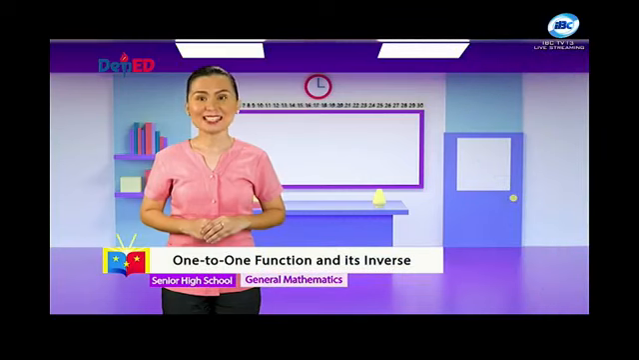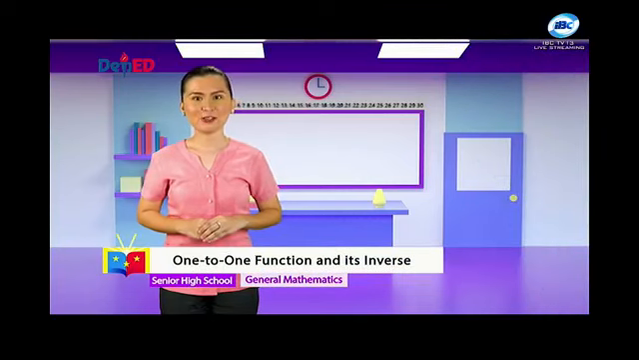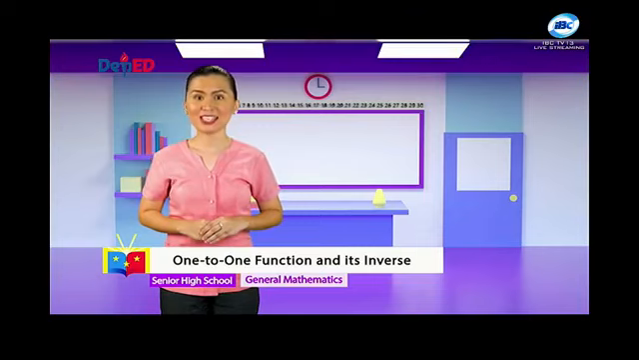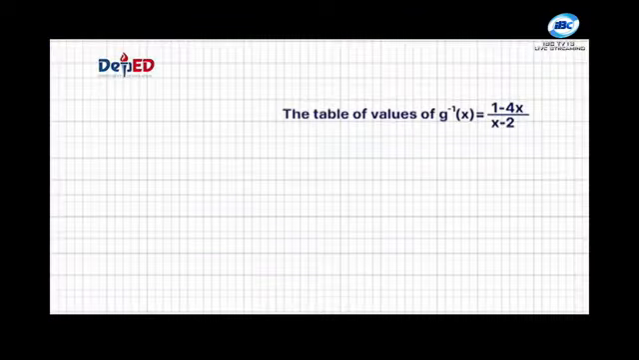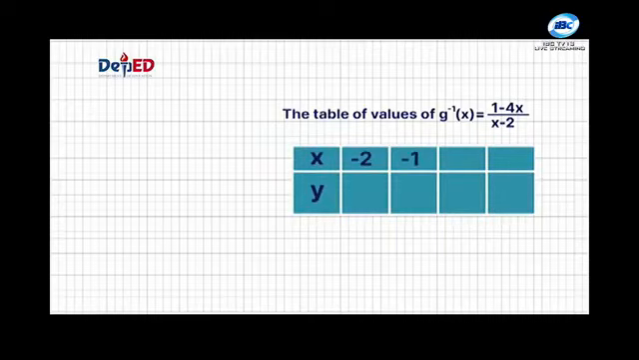Great job! Still motivated? Let us now try to represent the inverse of a function using a table of values. Suppose we have -2, -1, 0, and 1 as the values of x. Why do you think we ended with 1 and did not include 2? If you will notice, the denominator is x minus 2, and x equals 2 is the vertical asymptote of the graph, which means it will not touch the line x equals 2.